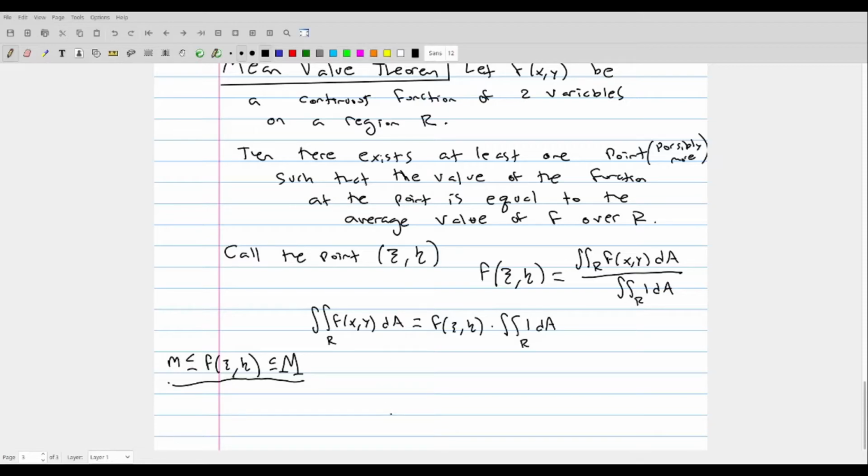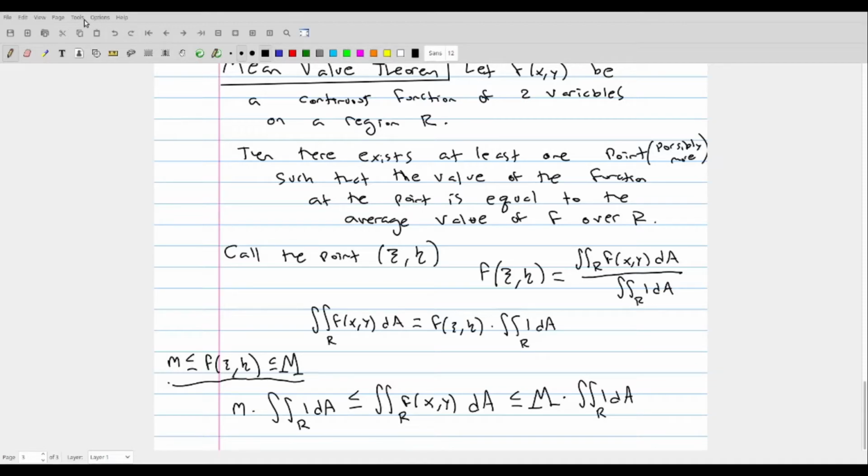This equation is telling us that the double integral of any continuous function over any region R will always be bounded above by the maximum value of the function times the area of the region R, the double integral of 1, and it'll always be bounded below by the minimum of the function times the double integral of the constant function 1, or the area of the region.